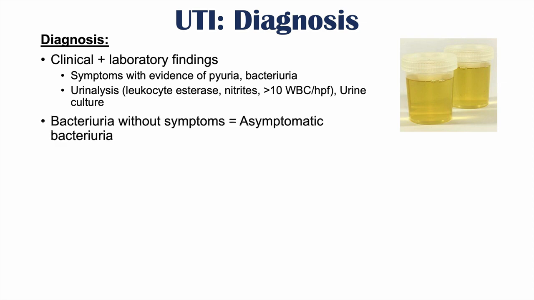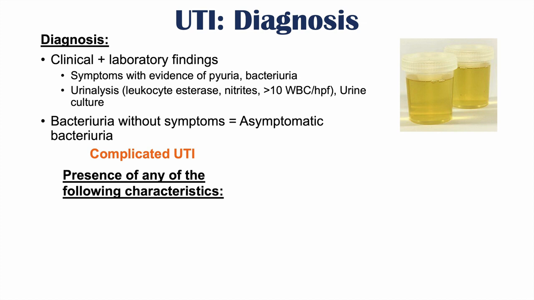Now again, if we find bacteria in the urine, that is bacteriuria, but if there are no symptoms, that is asymptomatic bacteriuria. Now, I didn't mention this before, but there are two types of UTI. There's a complicated UTI, and what I mean by complicated is there's a presence of any of the following patient characteristics. So if a patient has any of these characteristics, we automatically label this a complicated UTI.